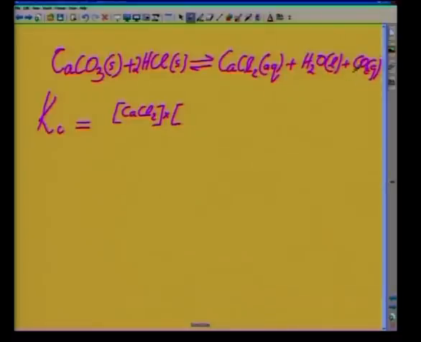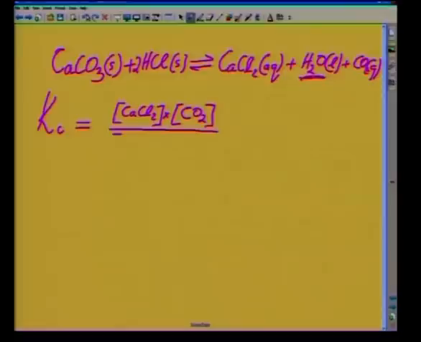Then I've got carbon dioxide, gas, definitely. I can have carbon dioxide here as part of my concentrations of products. So it will be calcium chloride times CO2. We can't have water, H2O liquid. Then down here, divided by the concentration of reactants, calcium carbonate solid, can I have it? No, I can't have it.